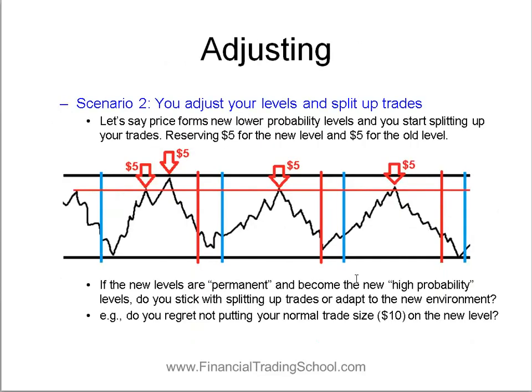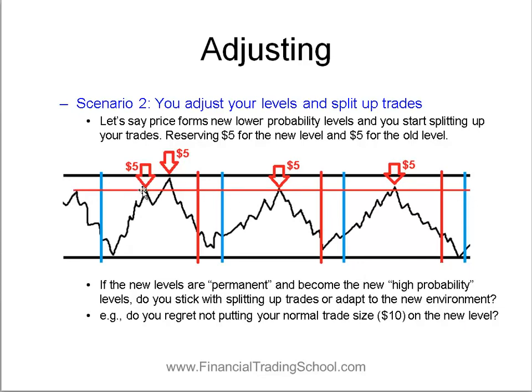In scenario number 2, you adjust your levels and you split up your trades. So let's say price forms the new lower probability levels and you start splitting up your trades, reserving $5 for the new level and $5 for the old level. So here we have the high of the new level, starting from here, and that's the new high.